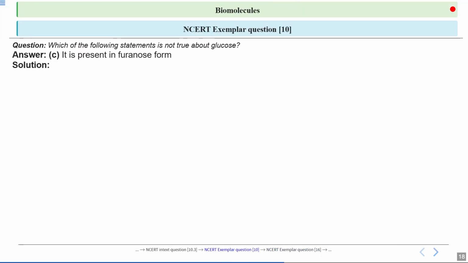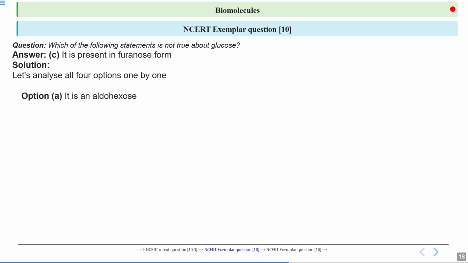If we see the correct answer, statement C, it is saying it is present in furanose form. One by one, let's discuss. First, we will analyze all 4 options one by one. First, let us move to the first option. It is saying it is an aldohexose. So what do you think? Is this statement true or wrong?